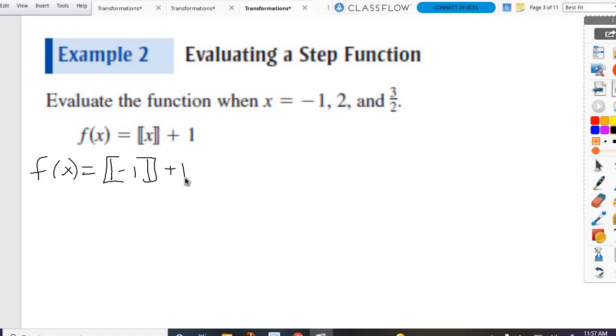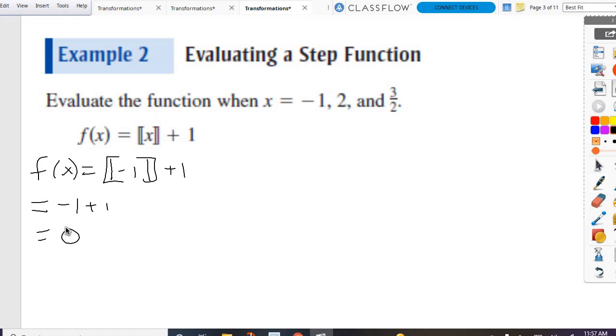Do we agree with that? Yeah. So what is the biggest integer, so integer being whole number, that is less than or equal to -1? -1, because -1 is already equal to -1, and -1 is an integer. So anytime that you plug an integer into your greatest integer function, you're just going to get out that integer.